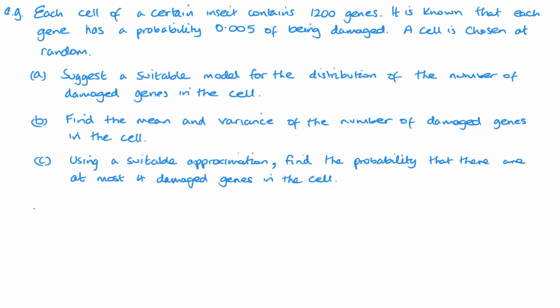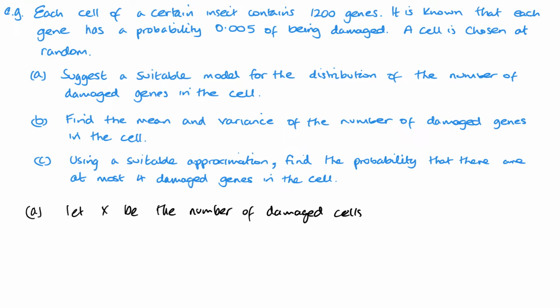So for part A, and this is based on an exam question, we want to suggest a suitable model. It's obviously going to be binomial here with our N and our P. Kind of obvious for statistics too, as we don't have a lot of choice. So what we're going to do is let X be the number of damaged cells. Not always the fastest writer there.